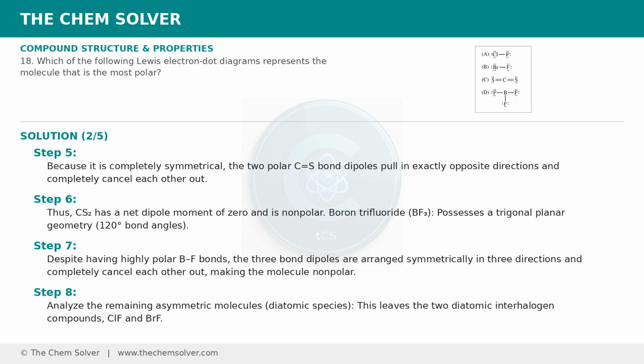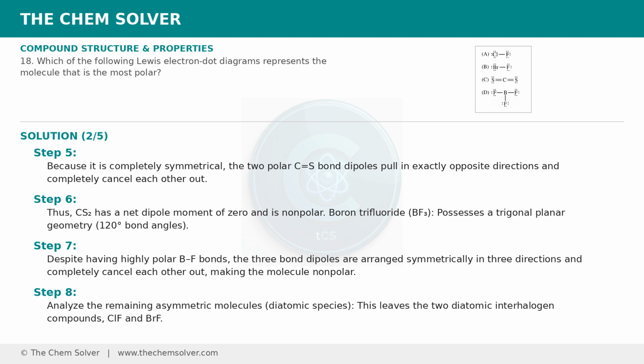Boron trifluoride, BF3, possesses a trigonal planar geometry, 120 degrees bond angles. Despite having highly polar B-F bonds, the three bond dipoles are arranged symmetrically in three directions and completely cancel each other out, making the molecule nonpolar.